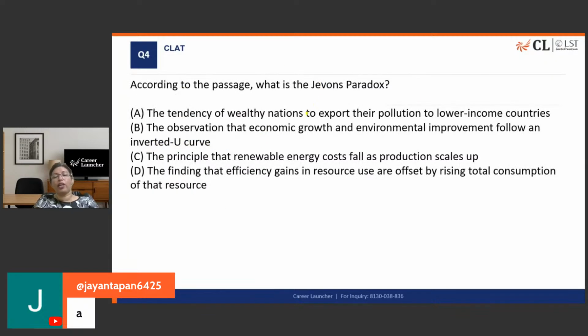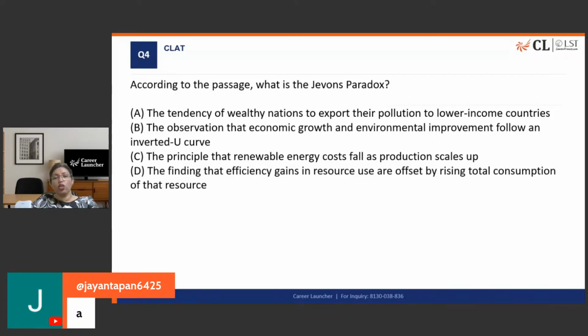What is the Jevons paradox? A: It is the tendency of wealthy nations to export their pollution to lower income countries. B: It is the observation that economic growth and environmental improvement follow an inverted U curve. C: It is the principle that renewable energy costs fall as production scales up. Or D: is it the finding that efficiency gains in resource use are offset by rising total consumption of that resource? All right, so what was the Jevons paradox? A is the correct answer, says one student. Jayant says B is the correct answer.